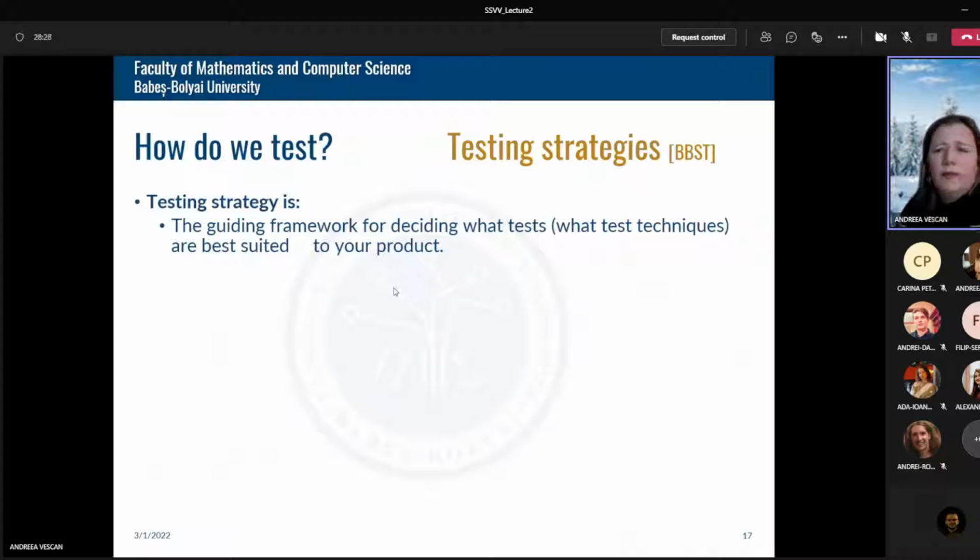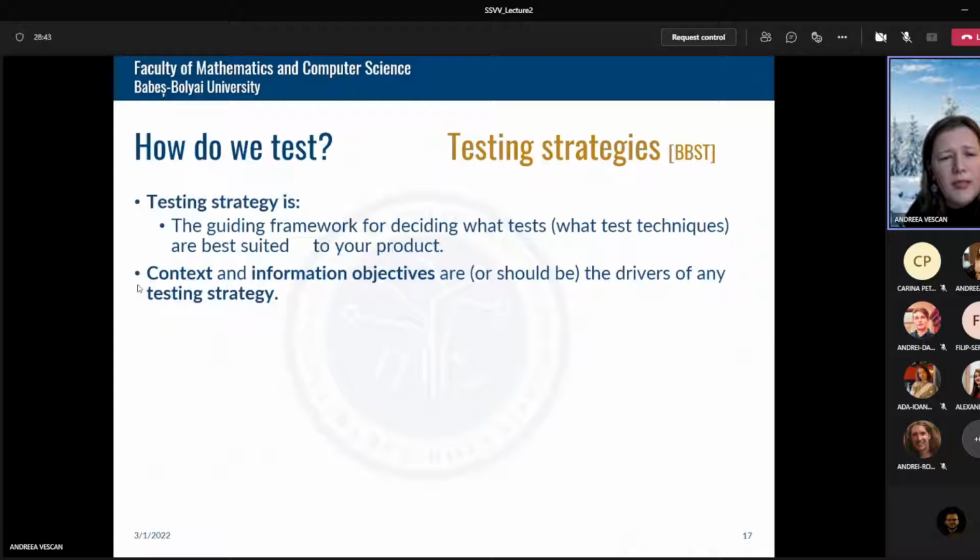So again, about testing strategies, it's very important to stay on this slide for a moment, because this will help us to identify the best techniques that fulfill our needs. And in order to select the test strategies, as we talked earlier, the most important drivers or elements that can help us in identifying the strategies are the information objectives. Why do we test, right? And the context in which we test, as we had seen earlier, right?